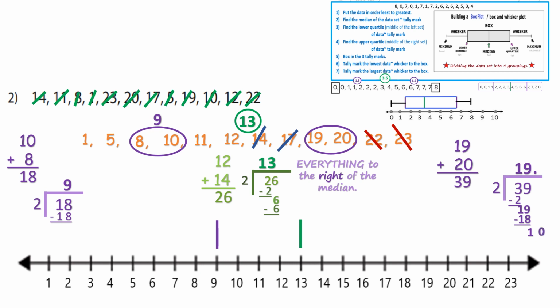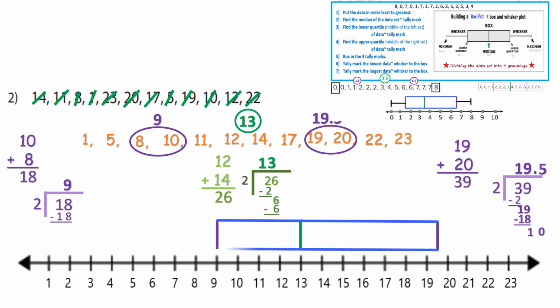Have to remember to have my decimal, bring it up, add a 0, bring it down, and 2 goes into 10 5 times. So we're finding that the middle number is 19.5. So I go down to 19 and a half, halfway between the 19 and 20, and I make my tally mark for my upper quartile.